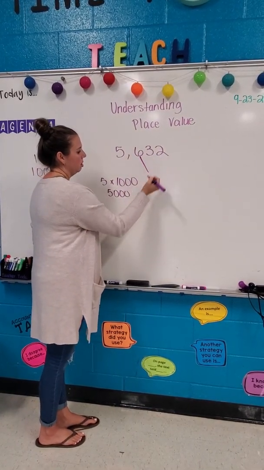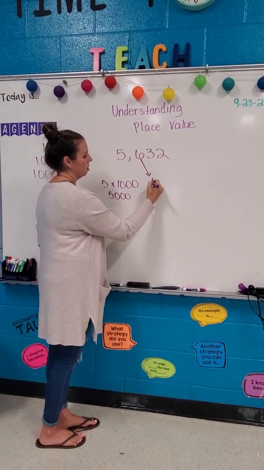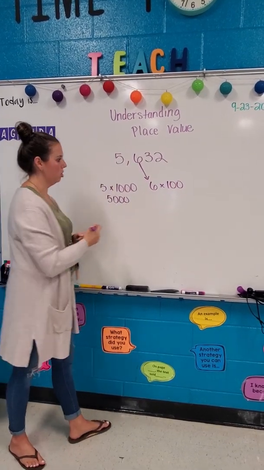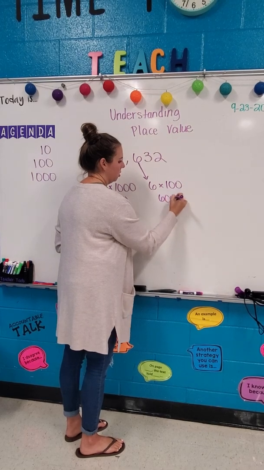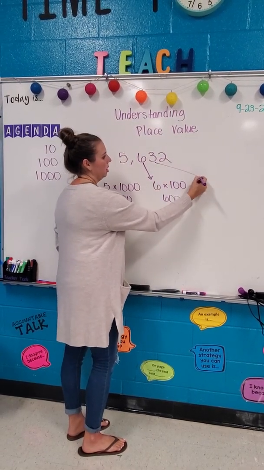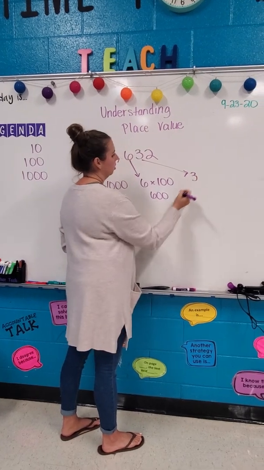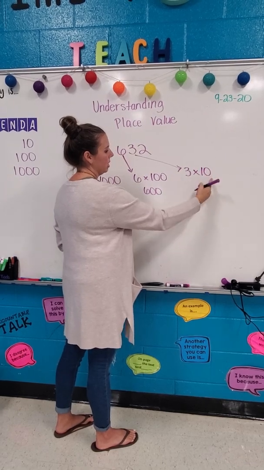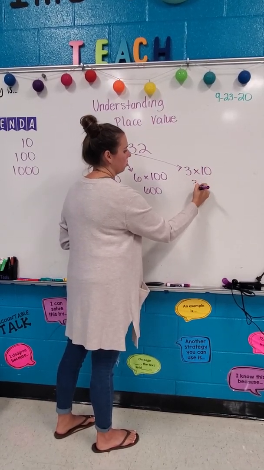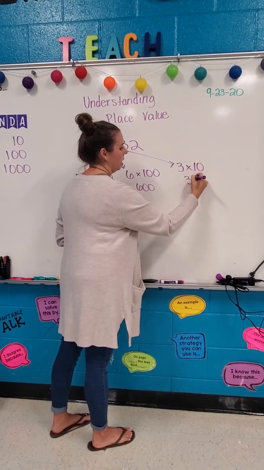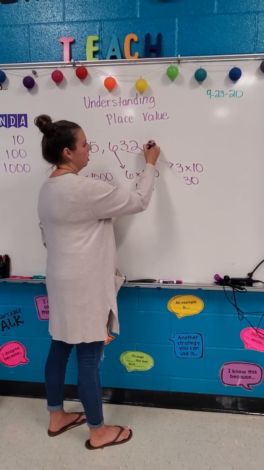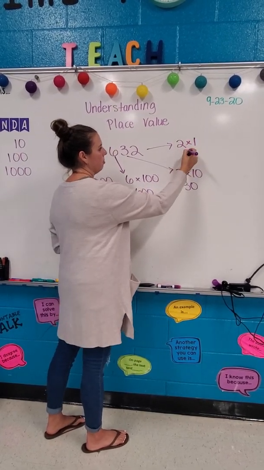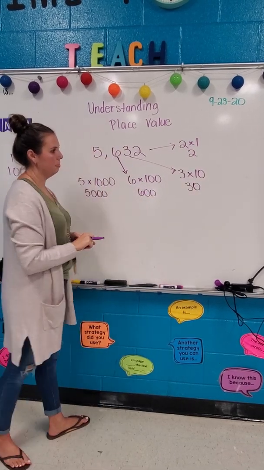For this one, it's a 6. It's in the hundreds place. So that's 6 times 100, which is 600. Here we've got our 3. It's in the tens place. That means I have 3 tens. 3 times 10, we would do 3 times 1, which is 3, and it gets only 1 zero that time. And then this one would be like 2 1s. 2 times 1 is 2, and no zeros that time.